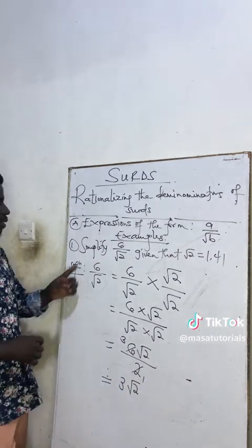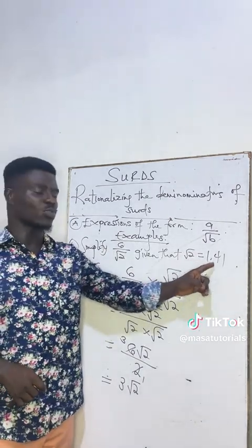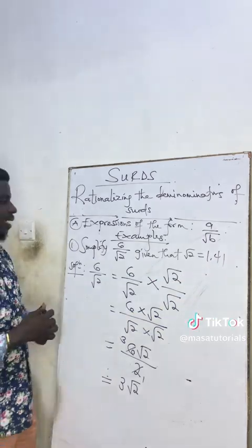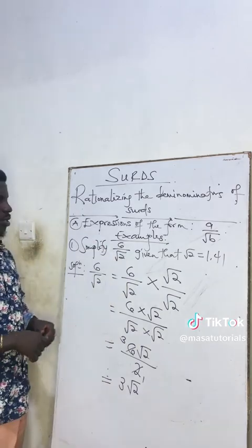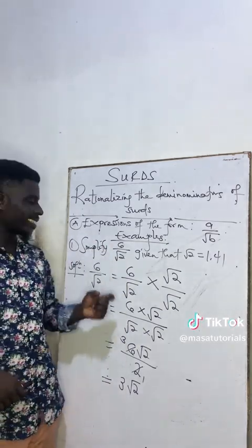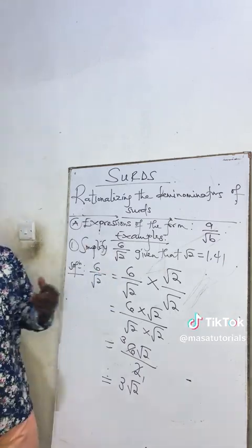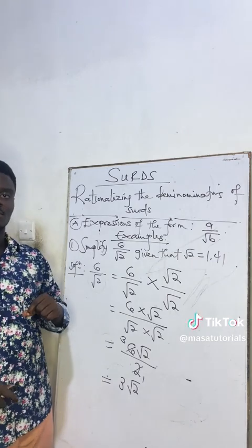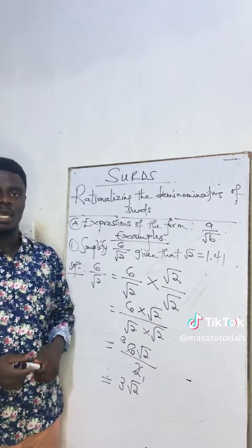Now, mind you, simplify 6 over square root of 2, given that square root of 2 equals 1.41. We are not telling you to just substitute square root of 2 inside. No. But rather you have to simplify the expression first. So when you are done simplifying, you will surely get your square root of 2. Then you substitute.